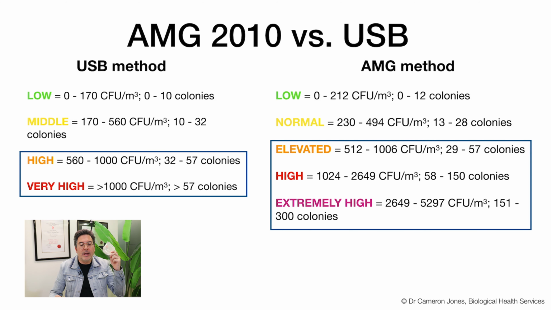And we can see that high for the French is between 32 and 57 colonies, and elevated in Australia is between 29 and 57. And in France, over 57 is a problem. In Australia, 58 and above means that that building shows a high level of viable mould.